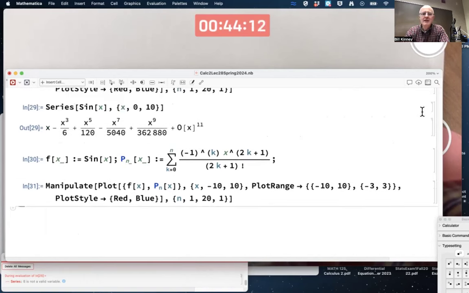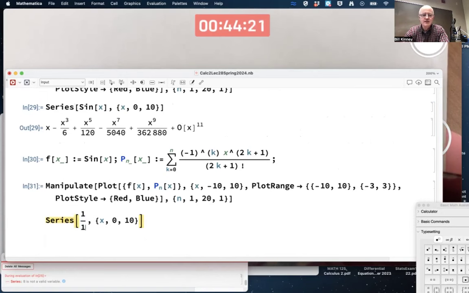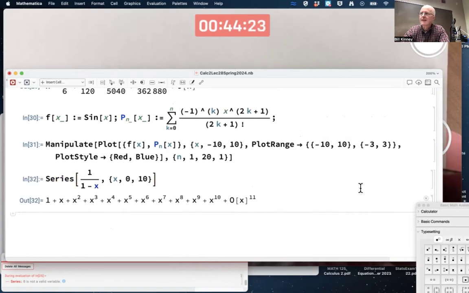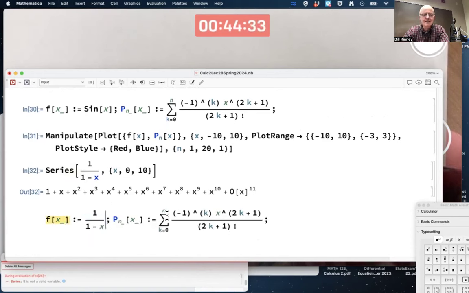But wait a minute, we have examples that don't converge for all x. What's our favorite one of those? Yeah, geometric series. Like that is what I was thinking of. That only converges between -1 and 1. What happens with the animation in that case?